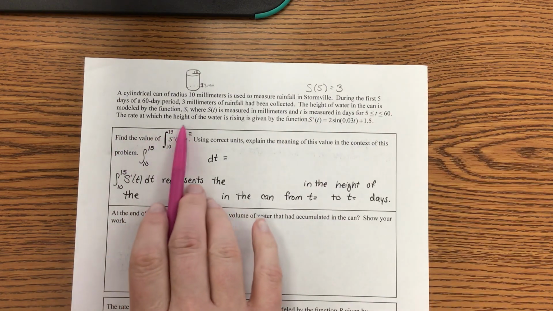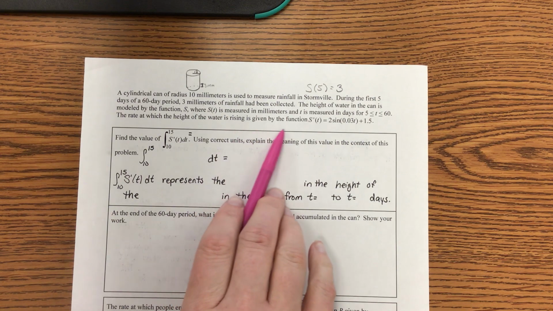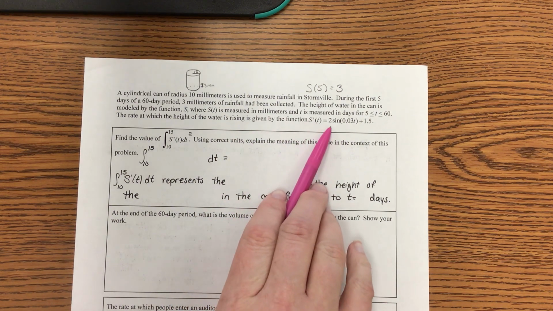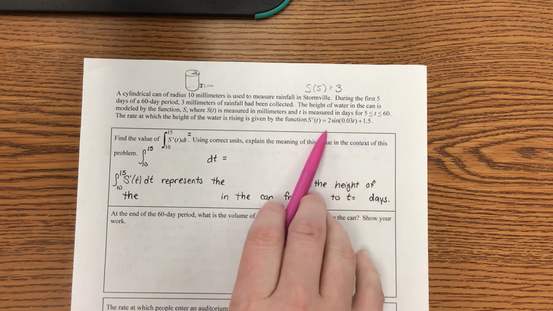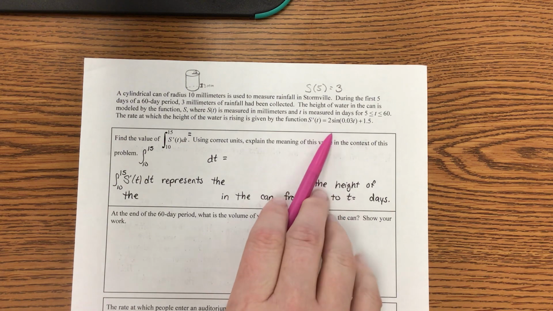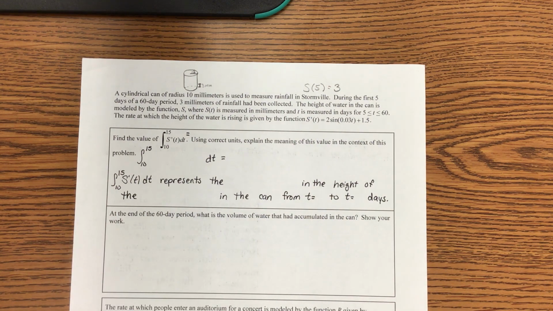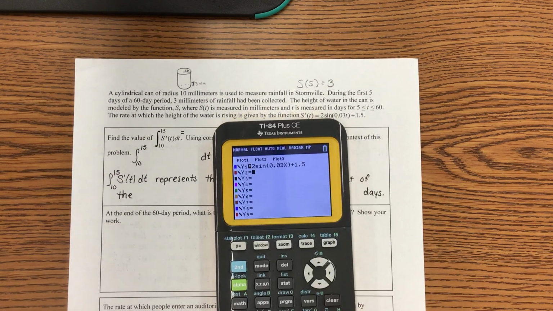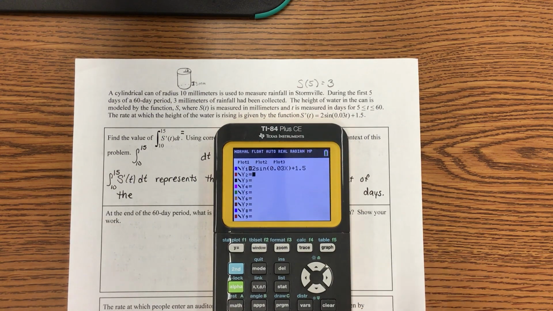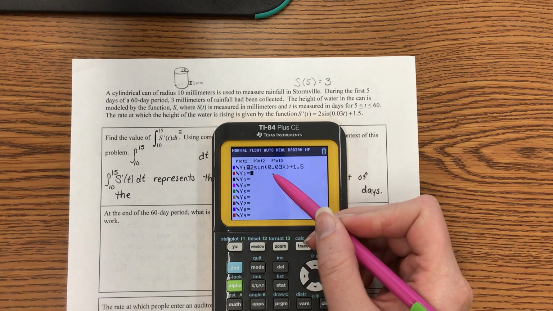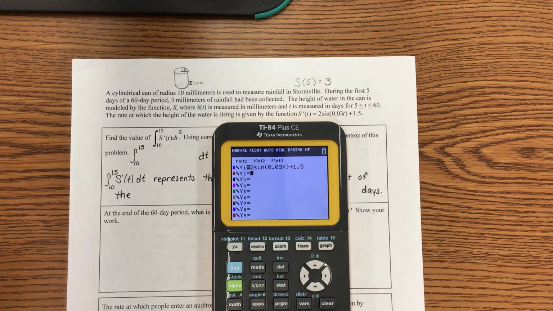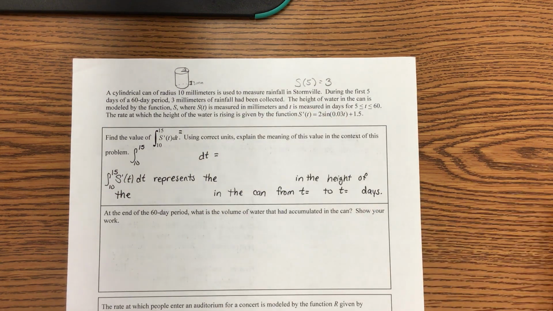The rate at which the height of the water is rising is given by the function S prime of t equals that garbage equation with a sine. Okay, I've got that plugged into a calculator as y1. Make sure that you put the point before the 0 and the 3. That was a common mistake when I did this problem last year. Just make sure you get that decimal in the right spot.